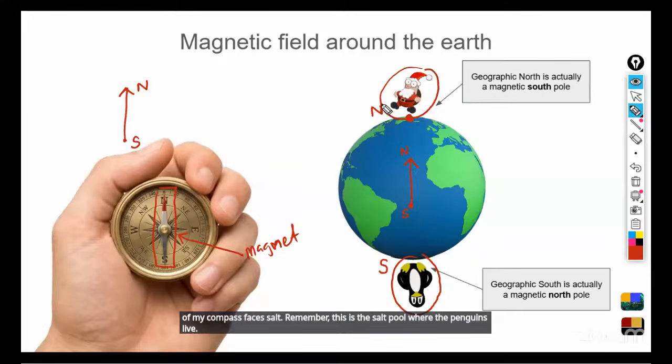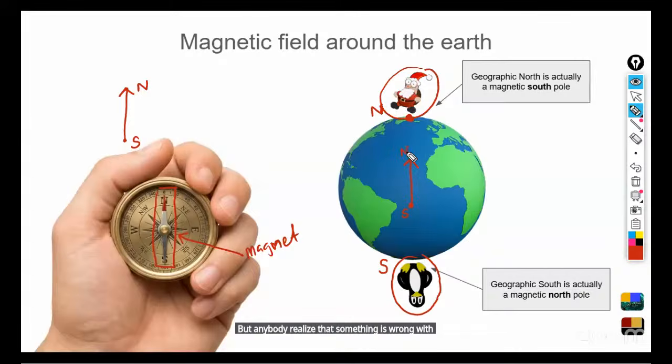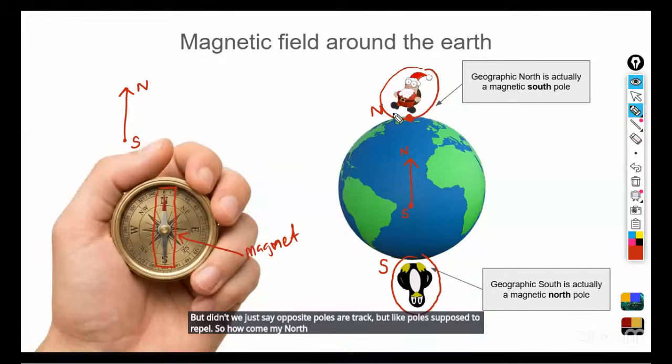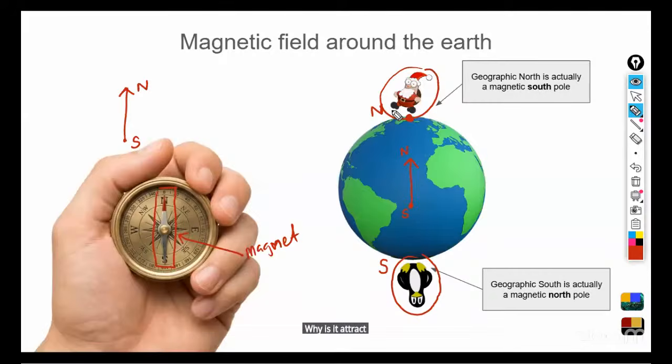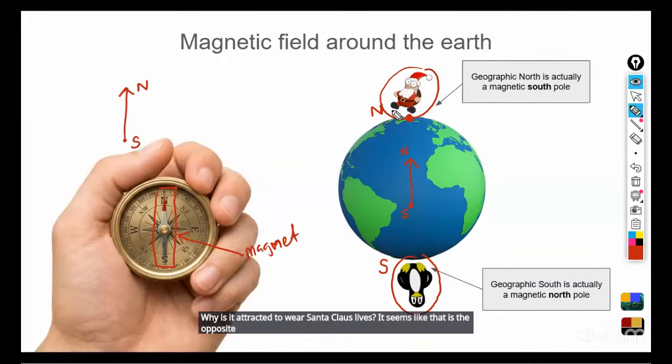But does anybody realize that something is wrong with this diagram? How come north is attracted to north? And how come south faces the south? Because this suggests that south is attracted to south. But didn't we just say opposite poles attract, but like poles are supposed to repel? So how come my North Pole is attracted to the North Pole of the Earth? Why is it attracted to where Santa Claus lives? It seems like that is the opposite. Here's where the confusion lies.